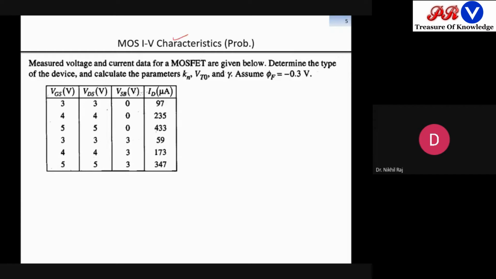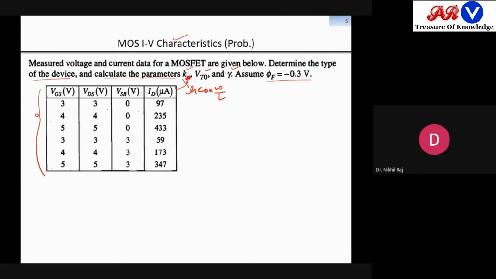So this is the IV characteristic. Again, one more question. This is the set of data. A MOSFET set of data is given, and you have to determine the type of device. You have to calculate the parameters. So which parameters do we have to calculate? K, meaning mu Cox W by L, VT naught, and gamma. Given phi f is minus 0.3.